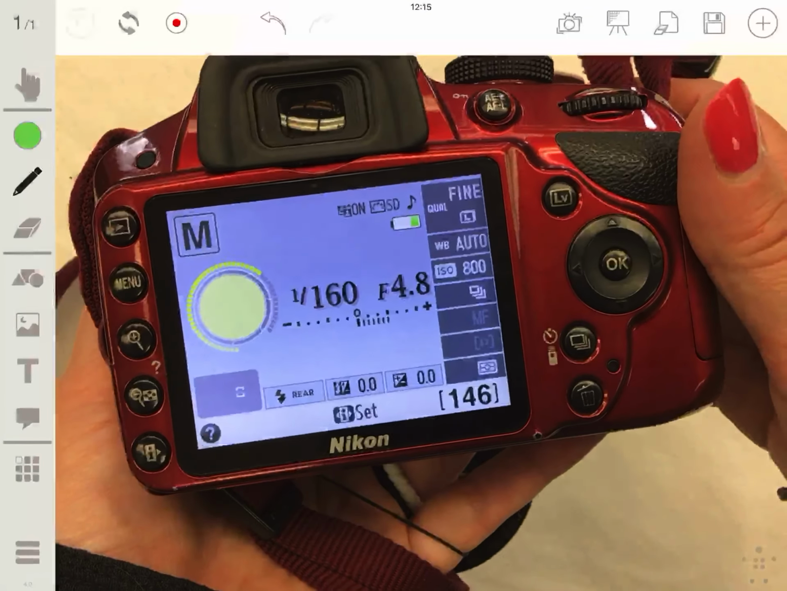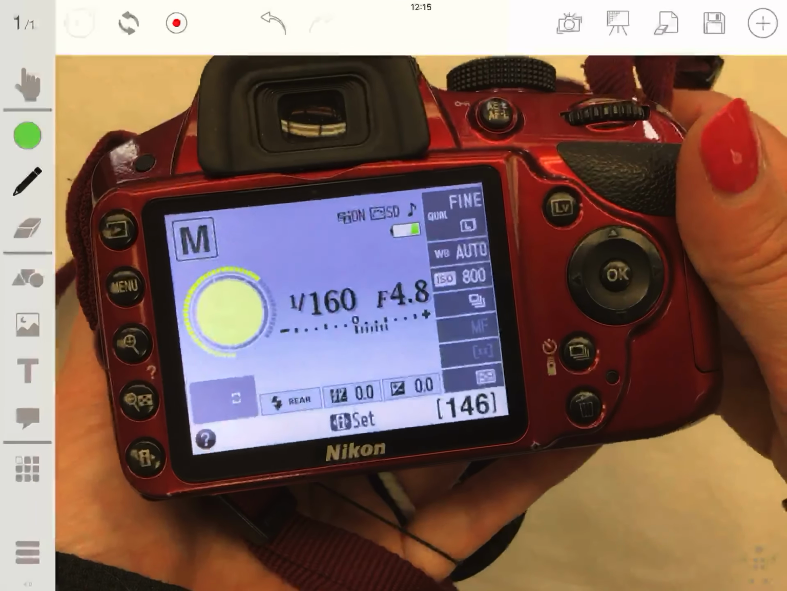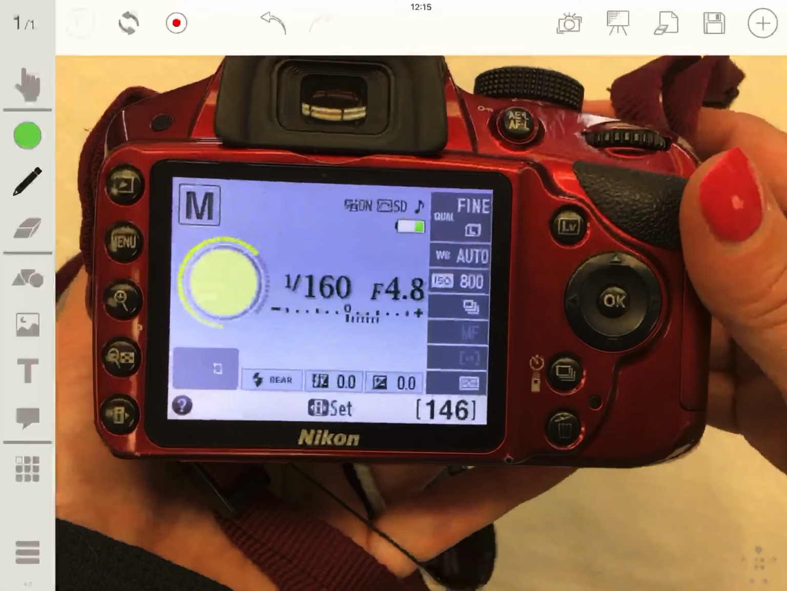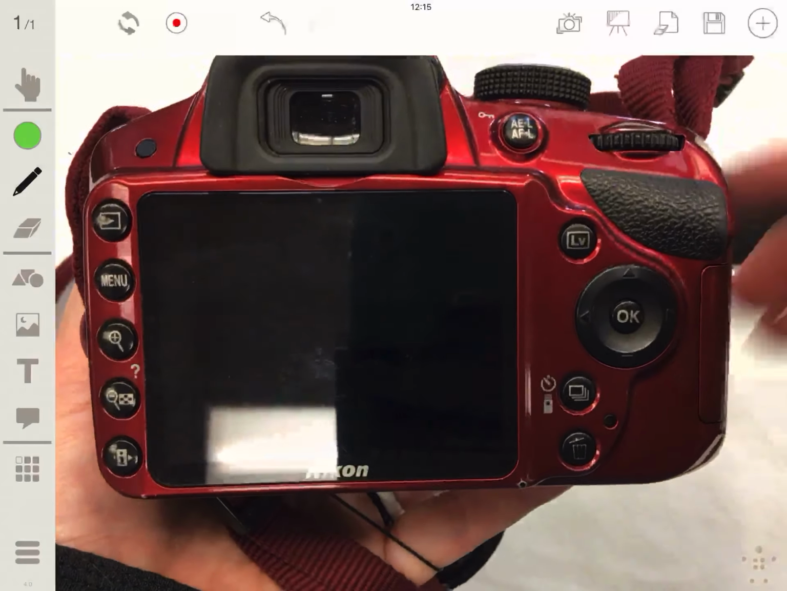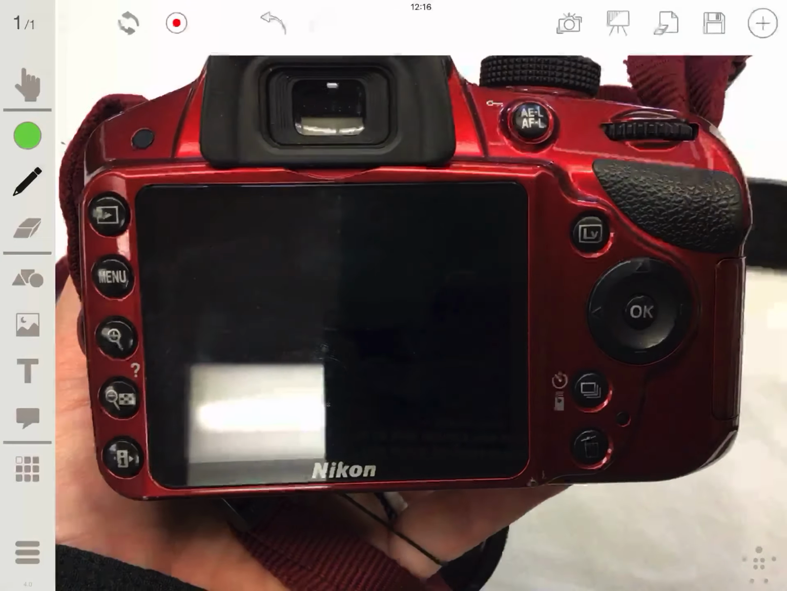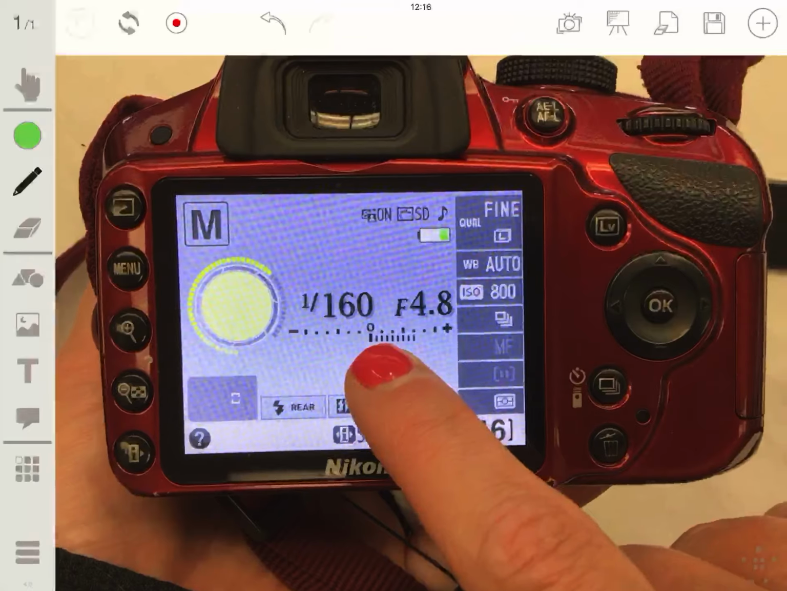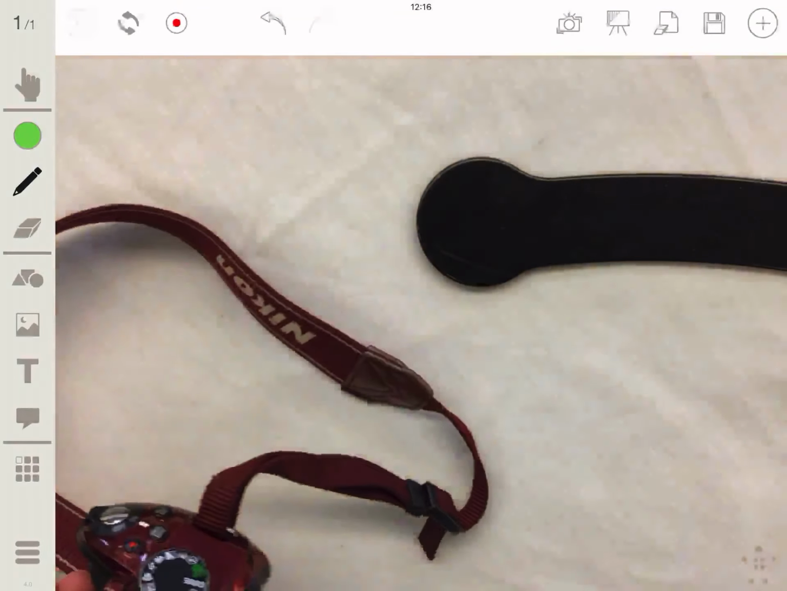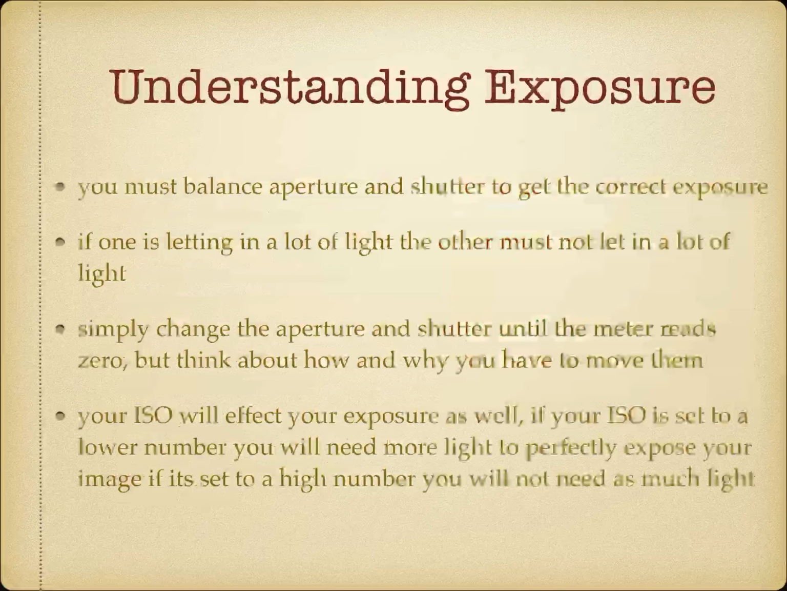On a Nikon camera, you have a 0 in the middle, a plus on the right, and a negative on the left. Notice it keeps going out because if you don't touch it for long enough, it turns off to save battery. Oh, that was like magic. Did you see that? I did that just in time. But that's your light meter. That's what it looks like right there, okay? Let's go to our next slide and see what else we're going to talk about here.